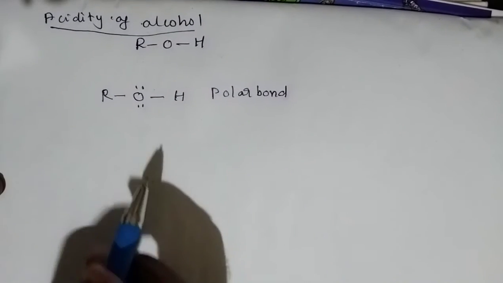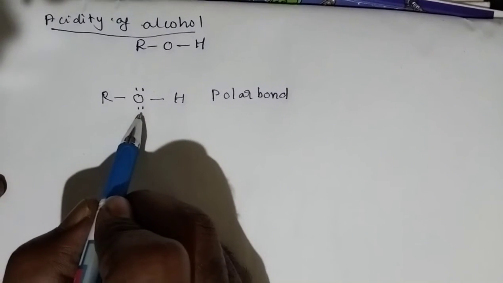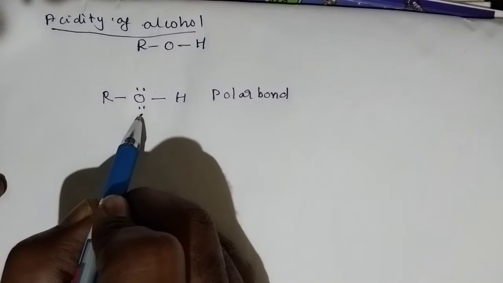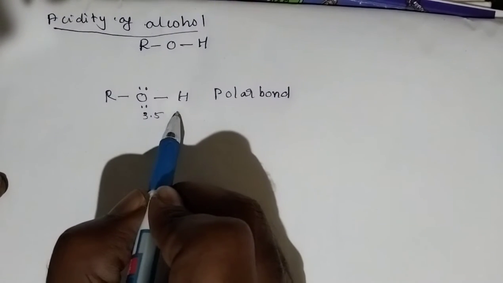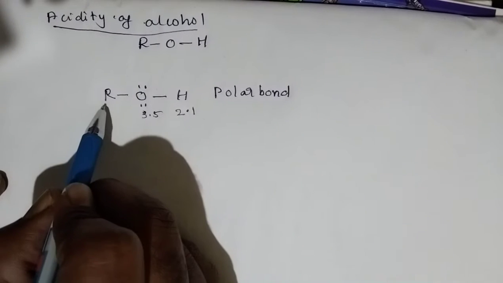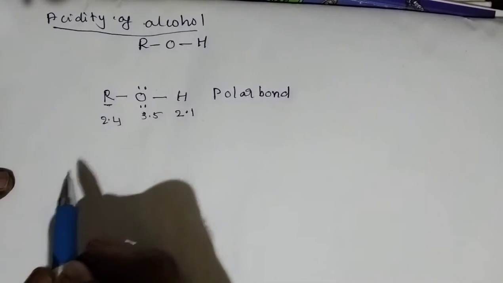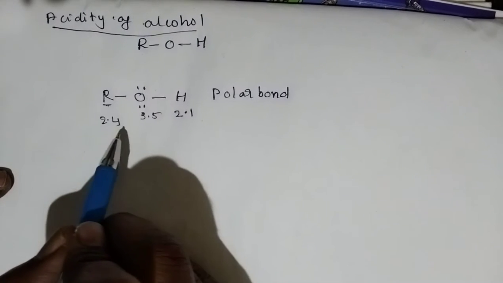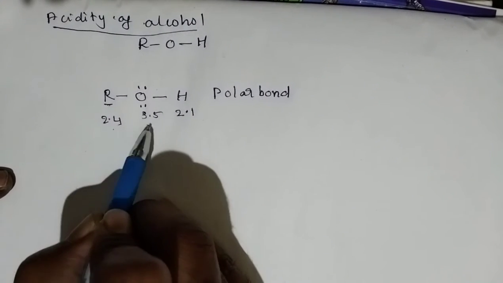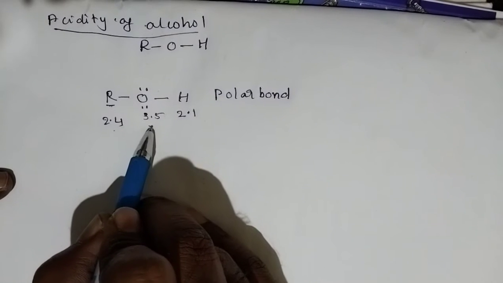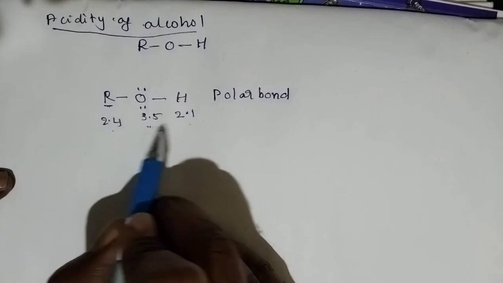What is a polar bond? If you observe, oxygen is more electronegative, almost 3.5. Hydrogen's electronegativity is 2.1. Carbon's electronegativity is 2.4. If you observe carefully, between carbon and oxygen there is a large difference in electronegativity. Similarly, between oxygen and hydrogen, there is also a large difference.